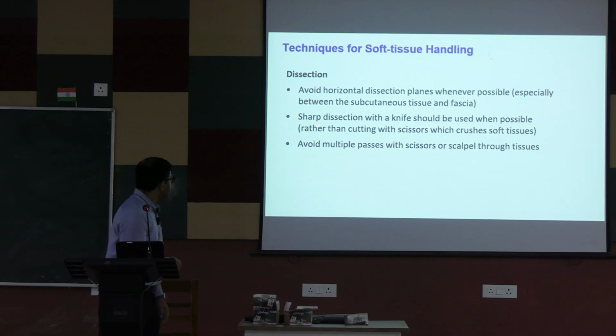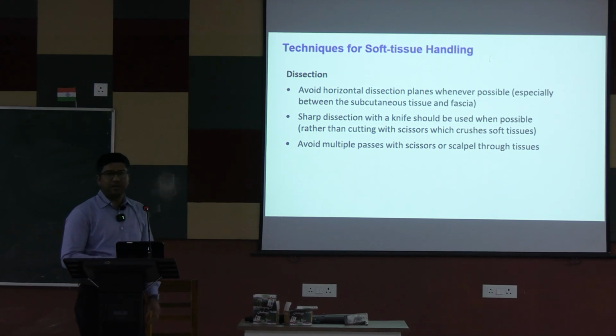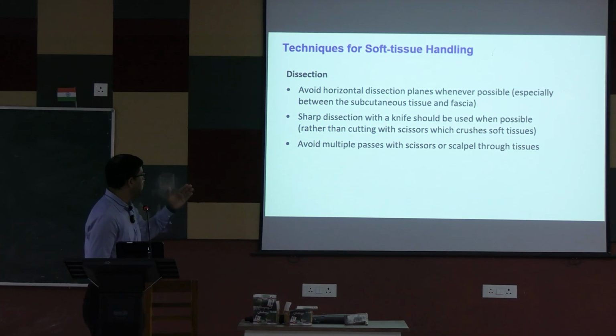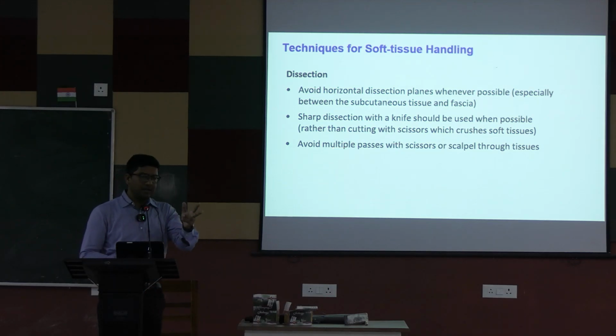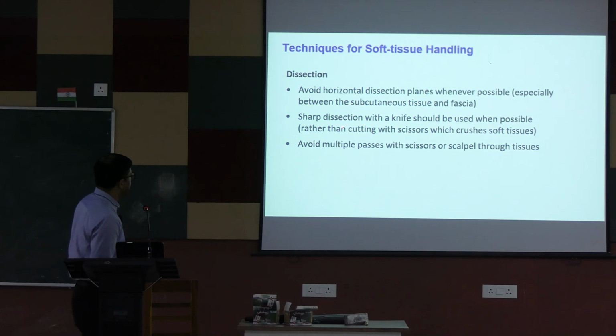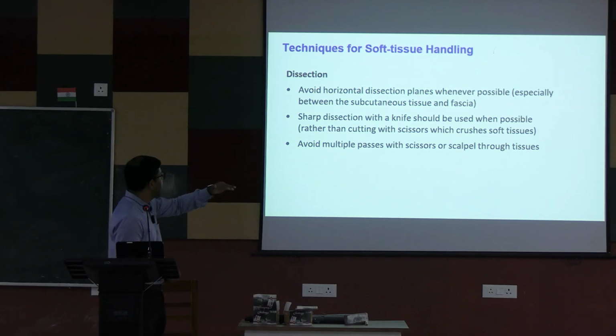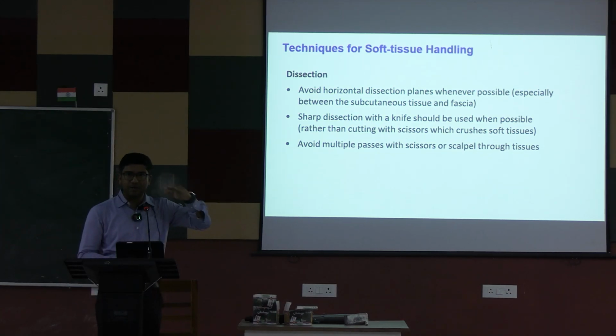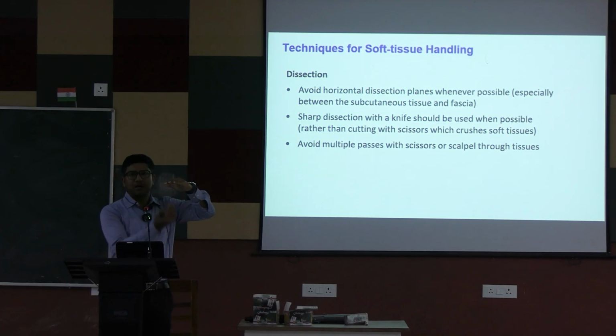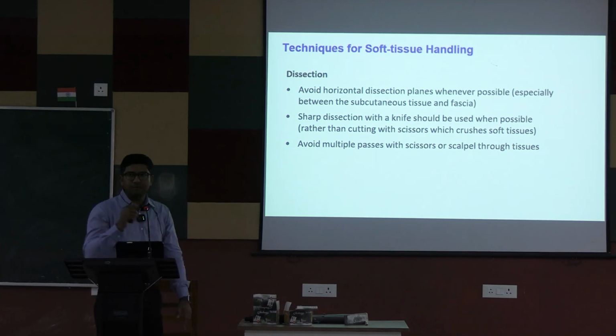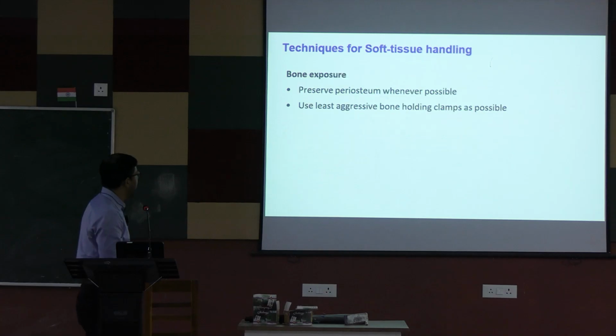Dissection should be sharp dissection, not blunt, whenever possible with a knife rather than scissors. Scissors crush the tissues and damage the tissues. So it should be sharp dissection. Developing a plane between the skin and subcutaneous tissue too much is dangerous, because the skin receives supply from the underlying muscles. If you develop a plane between the skin and tissues, that causes more harm to the skin. So these surgical principles are important for any surgical specialty.